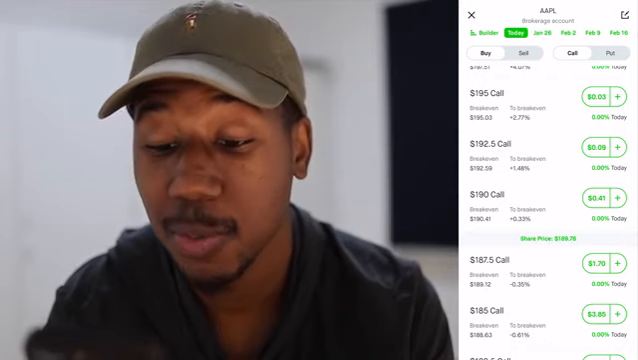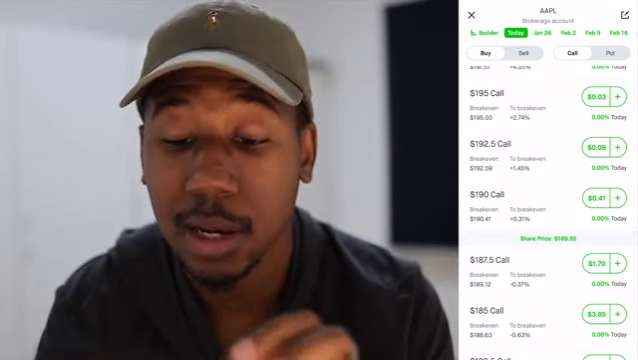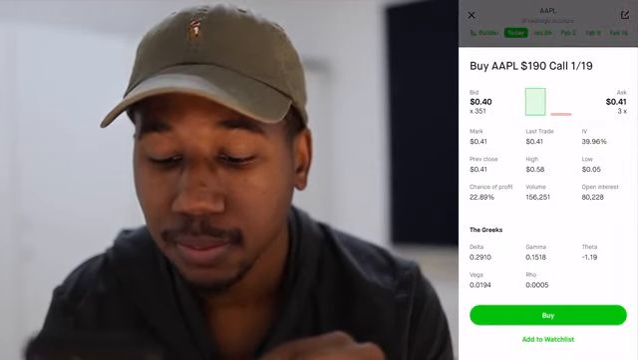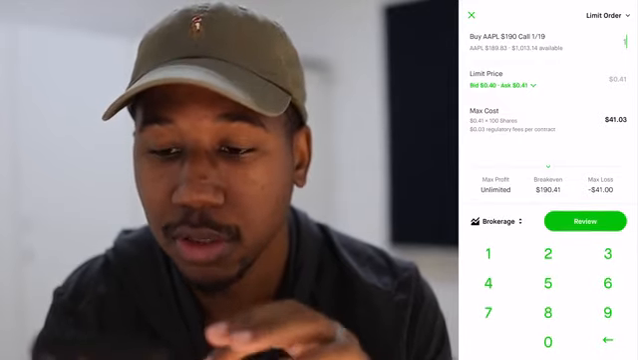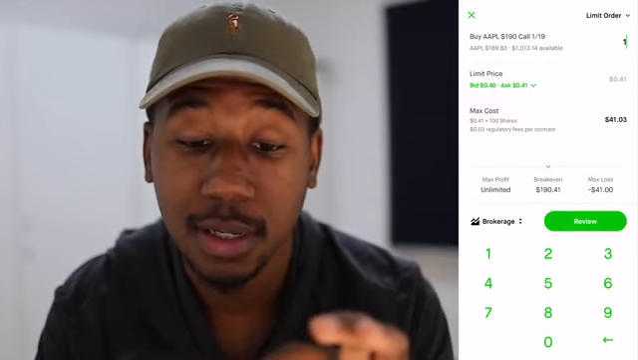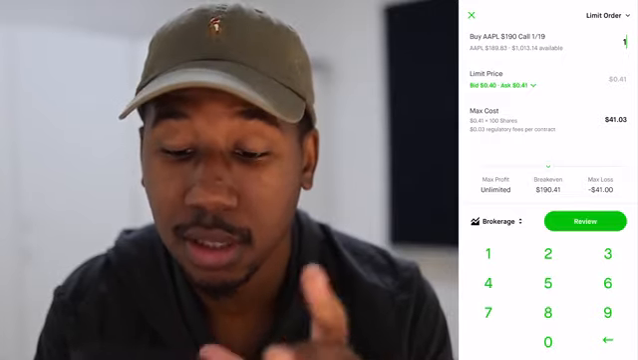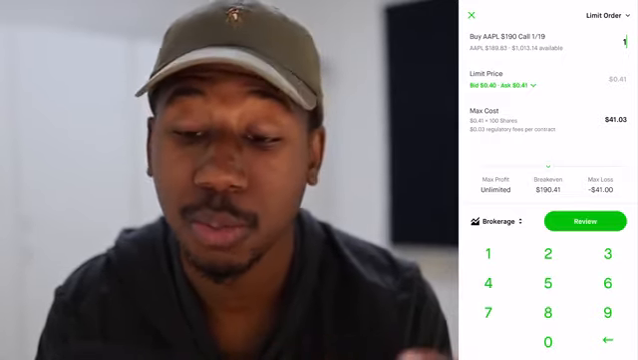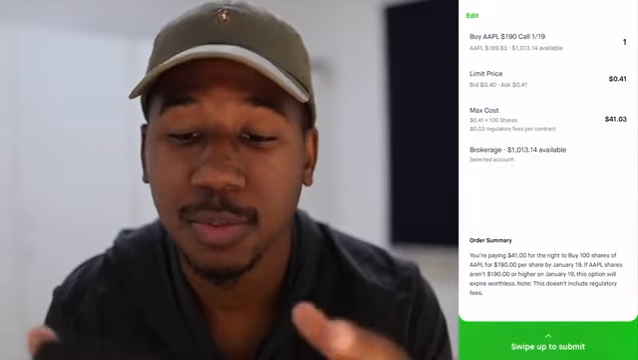So for instance, say I thought Apple was going to 195. I could buy a 190 call, and to do that, I would just click on it. I would hit buy. I would put how many contracts I want, which is just going to be one. And right here, you can see the limit price, which is the price you're paying for the contract, is showing 41 cents, and it's showing the max cost 41 cents because the limit is the highest you're willing to pay for the price. You hit review, and then you swipe up, and that submits your order.